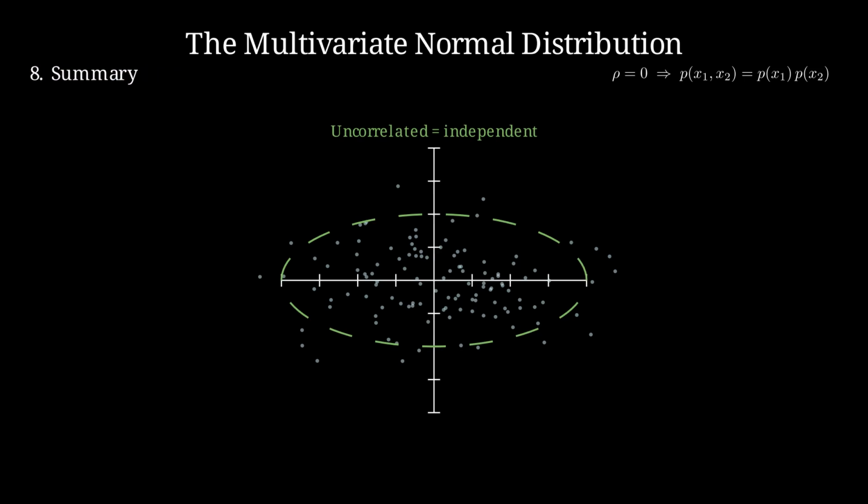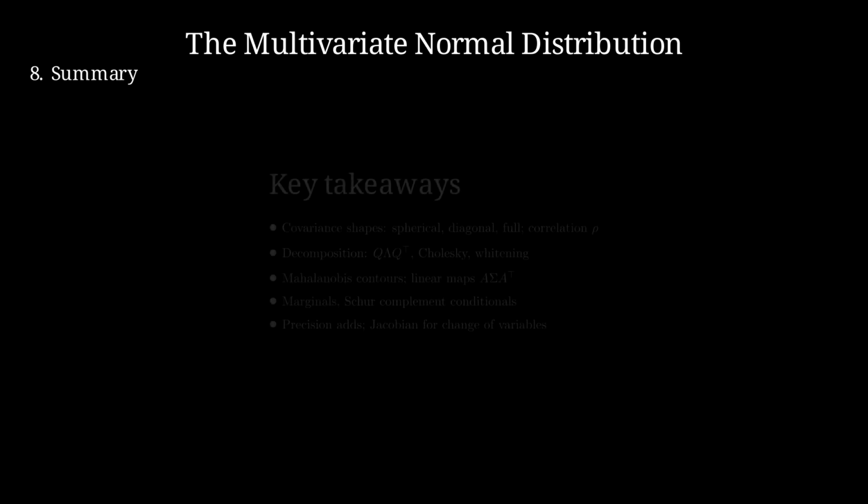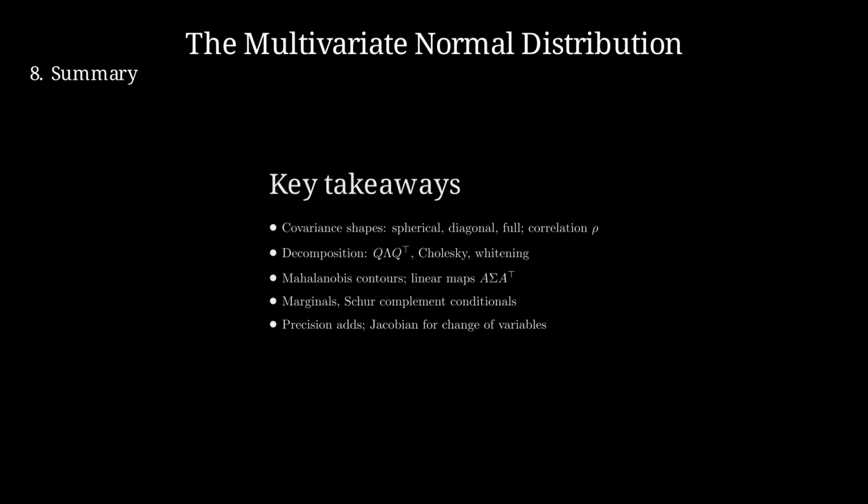Section 8, Summary. The covariance matrix controls geometry, spherical, diagonal, or fully correlated, parameterized by variances and correlation ρ. Spectral, Cholesky, and SVD decompositions explain rotation and scaling. Mahalanobis distance defines elliptical contours, whitening standardizes the cloud. Linear maps preserve normality while updating mean and covariance. Marginals read off blocks of sigma, conditionals use the Schur complement. Products add precisions, change of variable rules use Jacobian determinants. For Gaussians, uncorrelated implies independent.